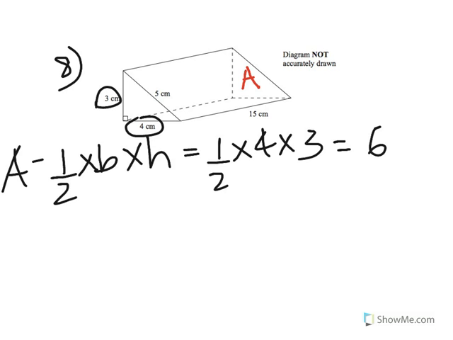So the surface area of both triangles altogether is just 6 times 2, since they're exactly the same, so it's 12.